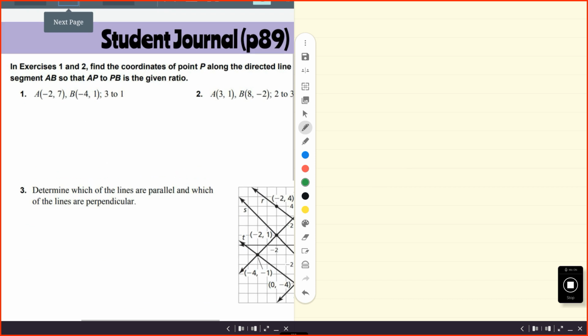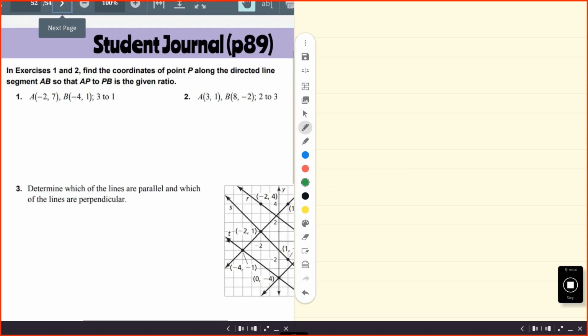Yeah, there's 2 examples there. So, oh, 89. I got the page wrong. My bad. 89.